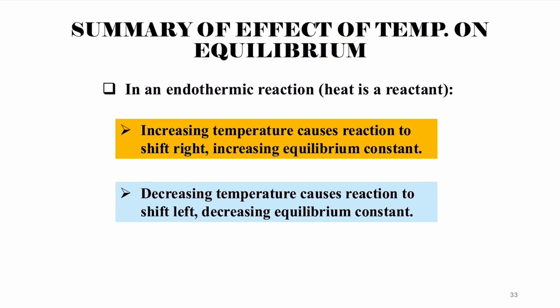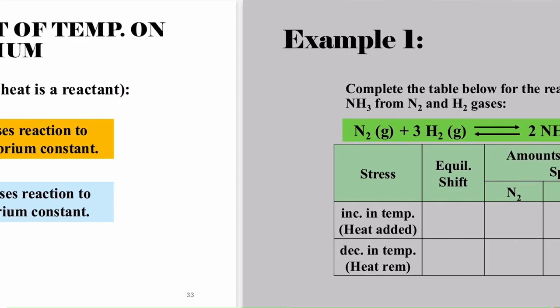And then in an endothermic reaction, heat is a reactant. Increasing it is like increasing the concentration of reactant. We shift to the right, increasing the equilibrium constant. In decreasing the temperature, we shift towards the decreasing concentration species, which is the reactant of heat here. So we shift towards the left.